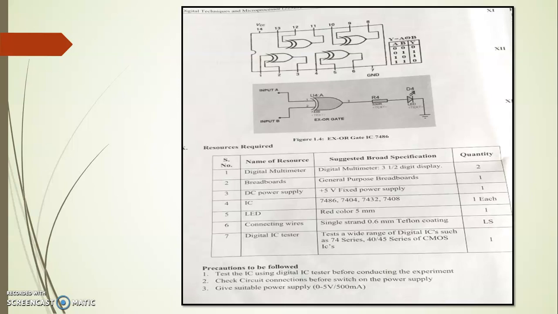There is a diagram for XOR IC 7486. So you can see here you have input A and input B, and you have connected the XOR gate, and then there is a resistor and diode. Then you connect the LED.